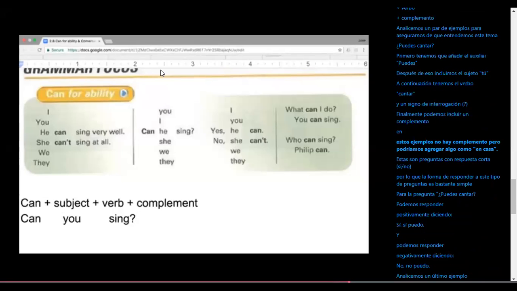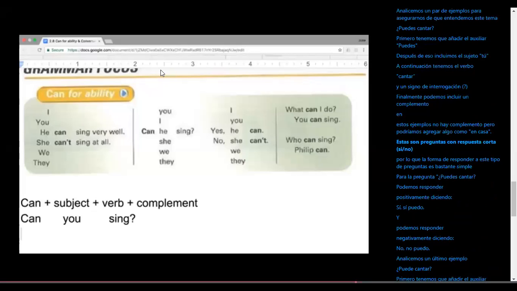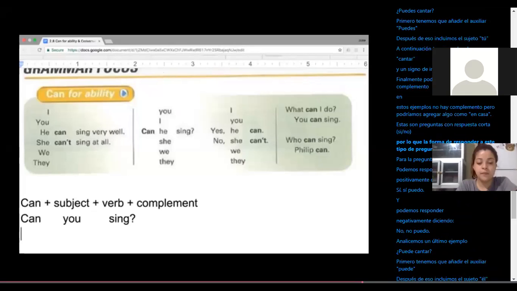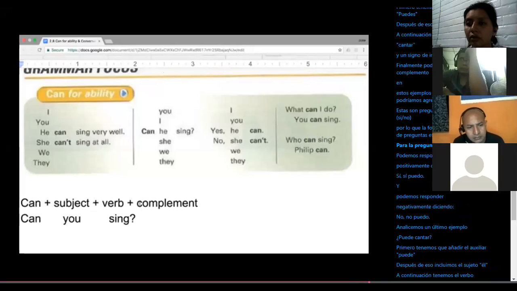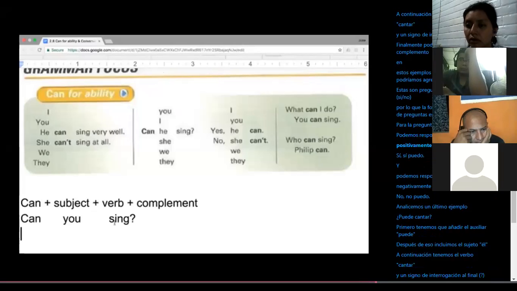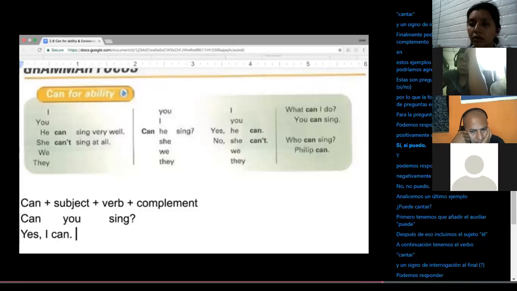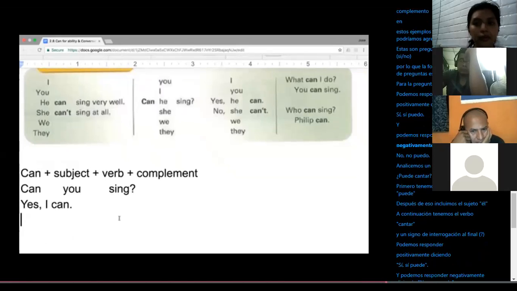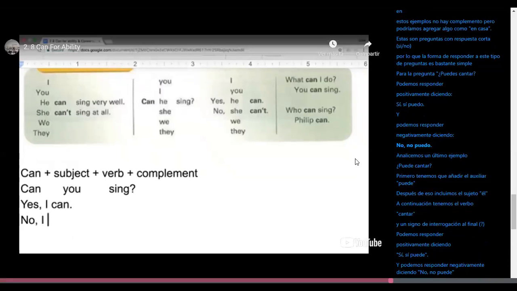In these examples, there is no complement, but we could add something. The way to answer this type of question, for the question can you sing, we can answer positively by saying yes, I can, and we can answer negatively by saying no, I can't.